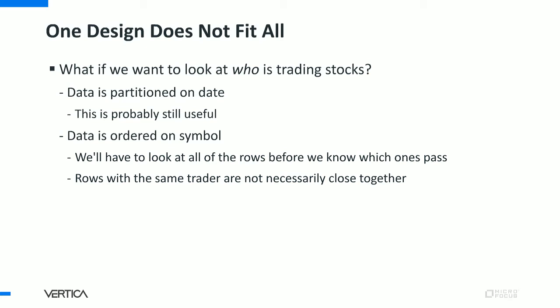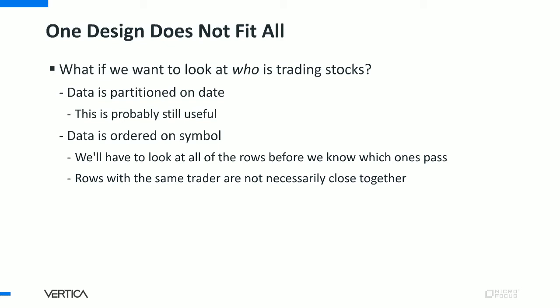For example, in our stocks example, what if we want to plot all the trades made by a single user over a large window of time? How do our optimizations for the previous query measure up here? Well, our data is partitioned on the trade date. That could still be useful depending on our new query. If we want to look at a trader's activity over a long period of time, we would have to open a lot of files. But if we're still interested in just a day's worth of data, then this optimization is still an optimization.